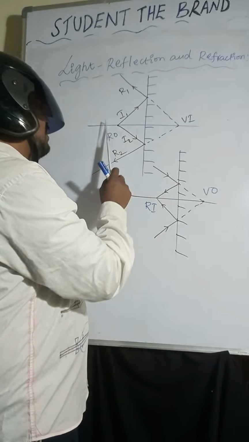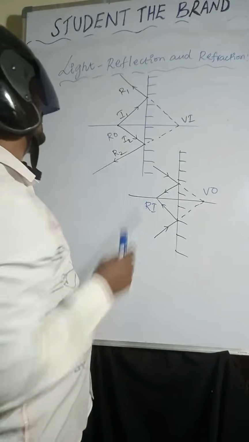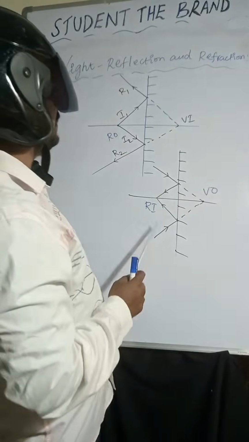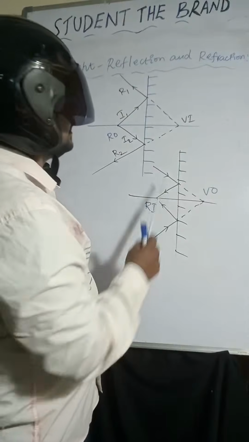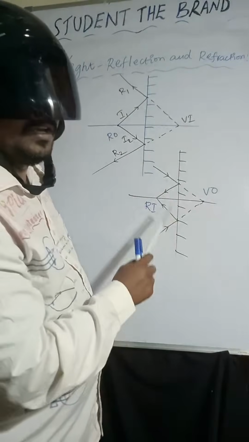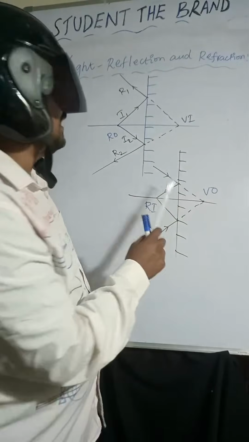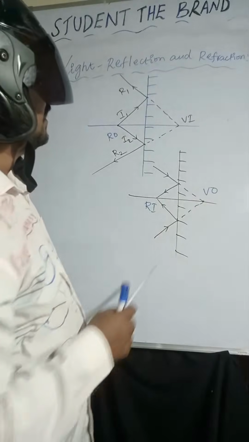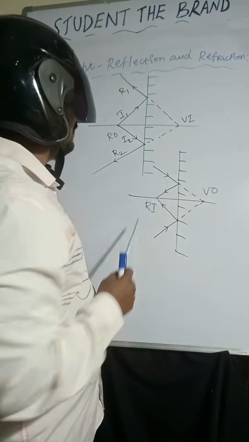Here, light rays are coming directly from this point. That's why it is a real object. Here you can observe, these light rays are coming from the object, and after reflection, the light rays are meeting at one point. So their real image is forming. The reflected light rays are meeting directly.